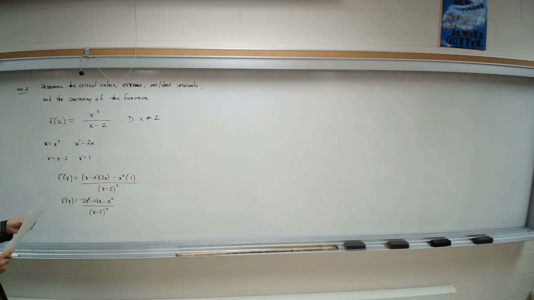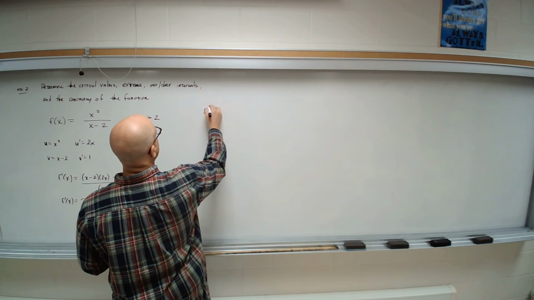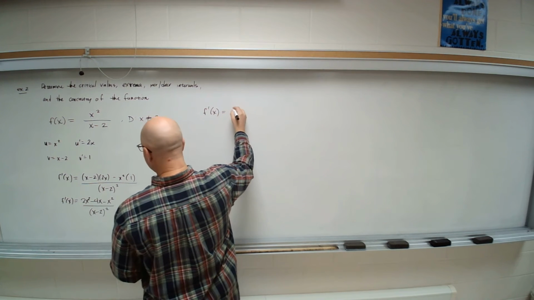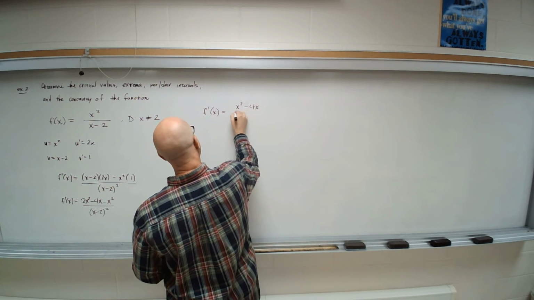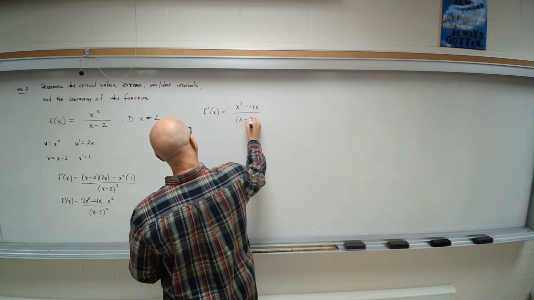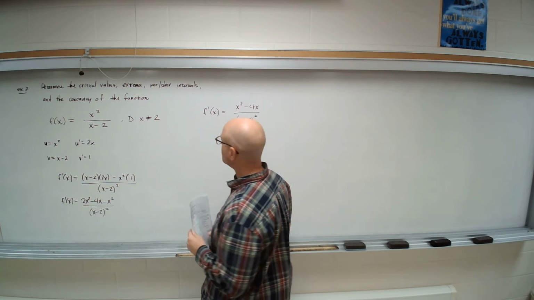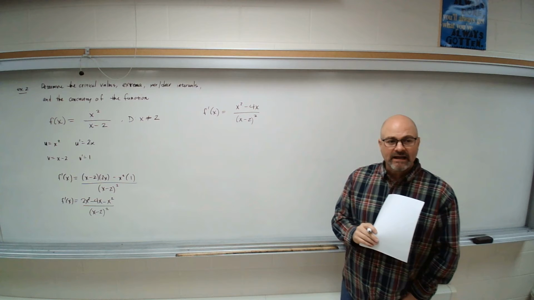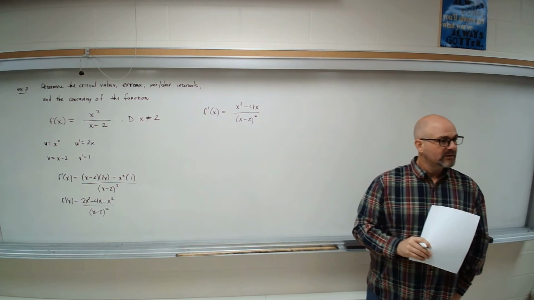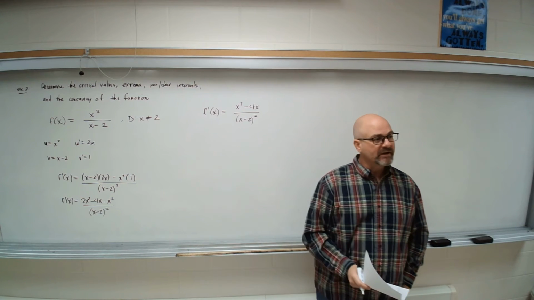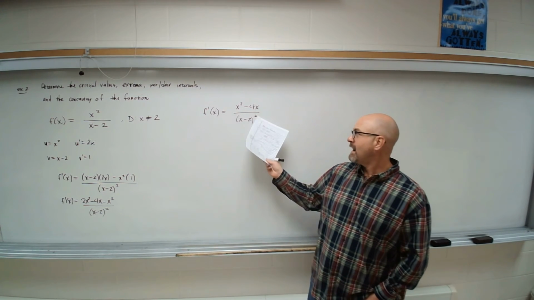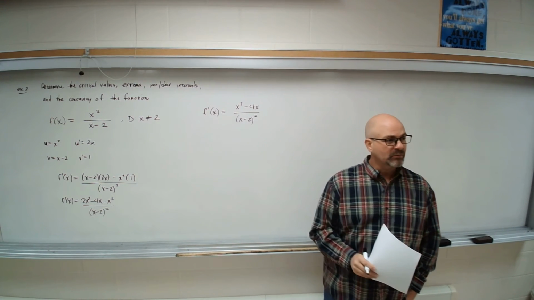And then as we clean this up, f prime of x is equal to x squared minus 4x over x minus 2 squared. Did we all get that for our derivative? Okay, now, to find our critical values, we know that 2 is going to be a critical value, but we also have to investigate when the numerator is equal to 0.